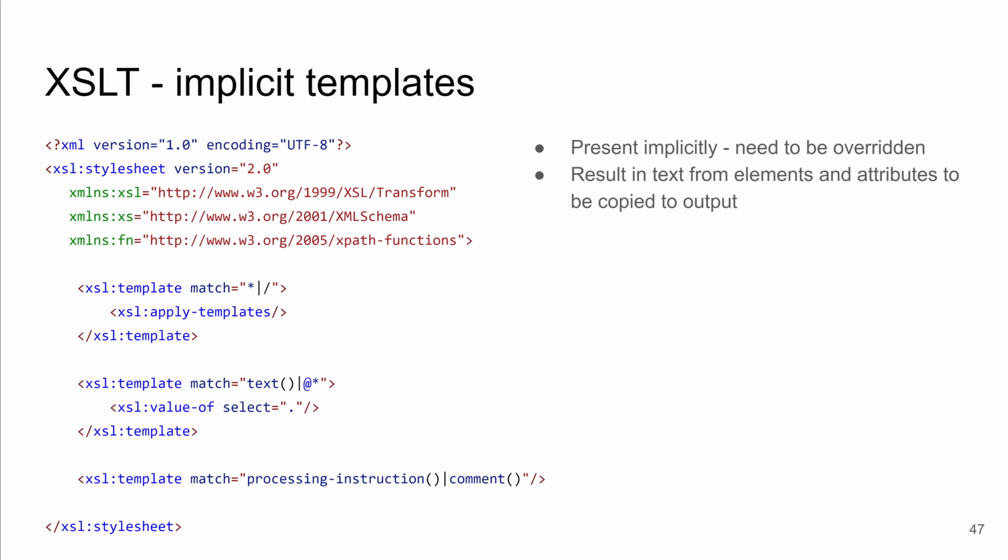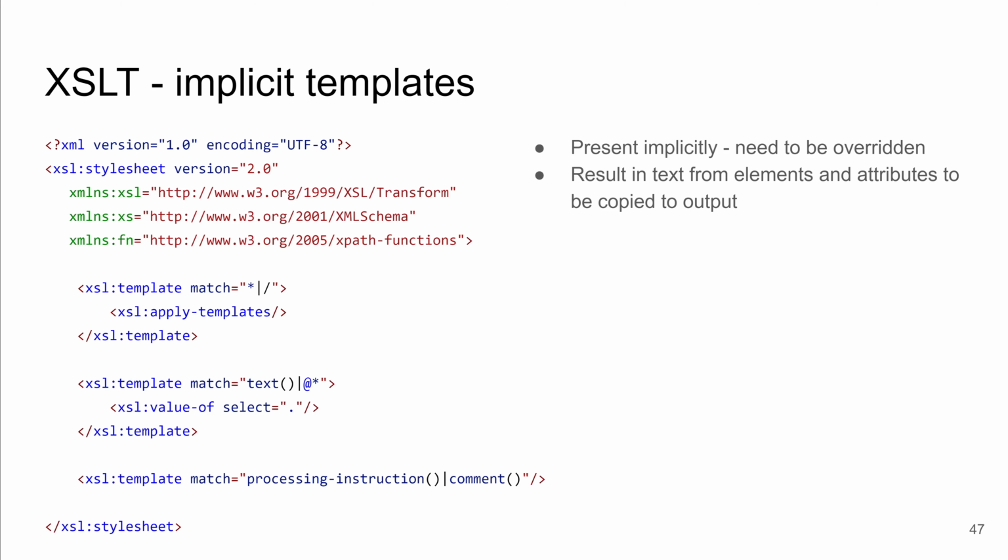And the third implicit template doesn't need to concern us, but it is there. It actually matches all processing instructions and all comments in the input XML document and does nothing. So it's an empty element, so it does nothing.